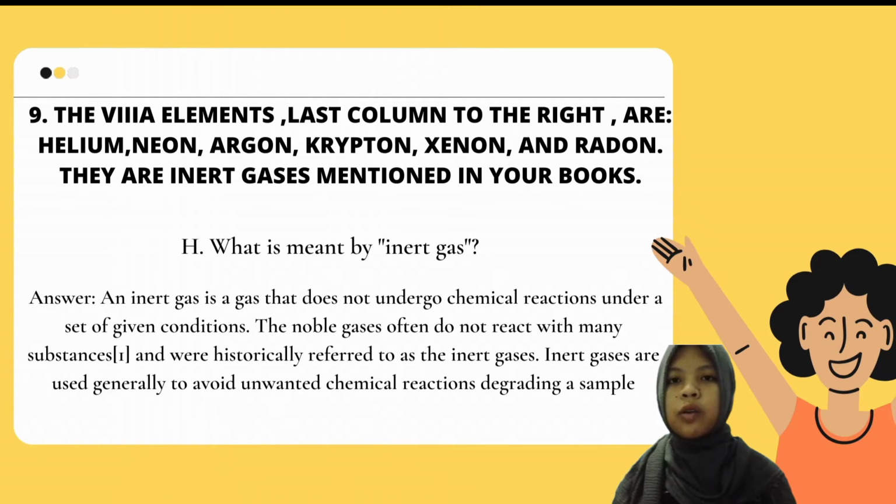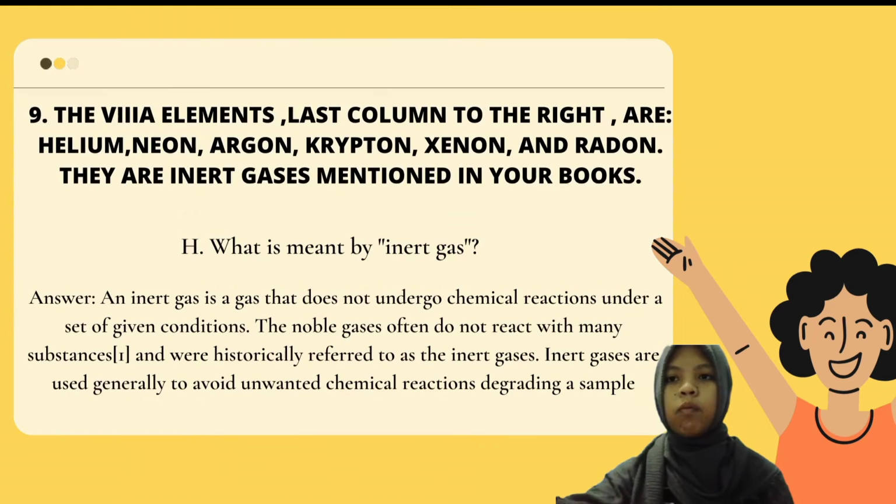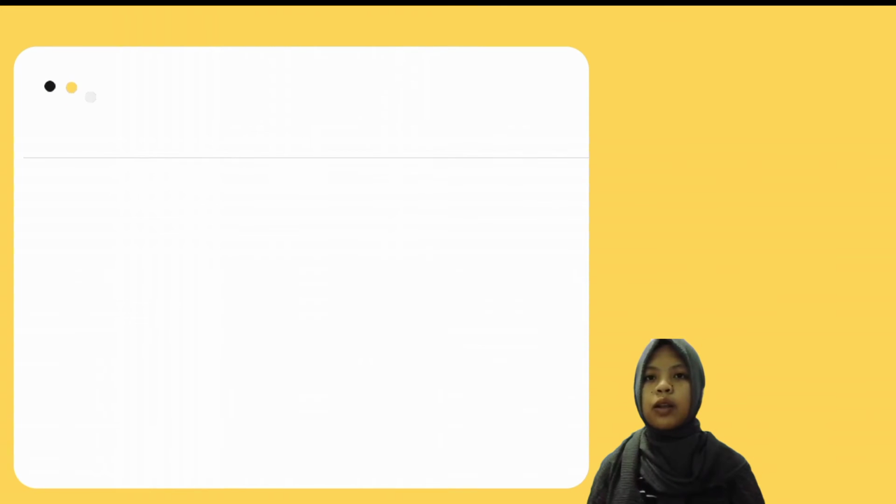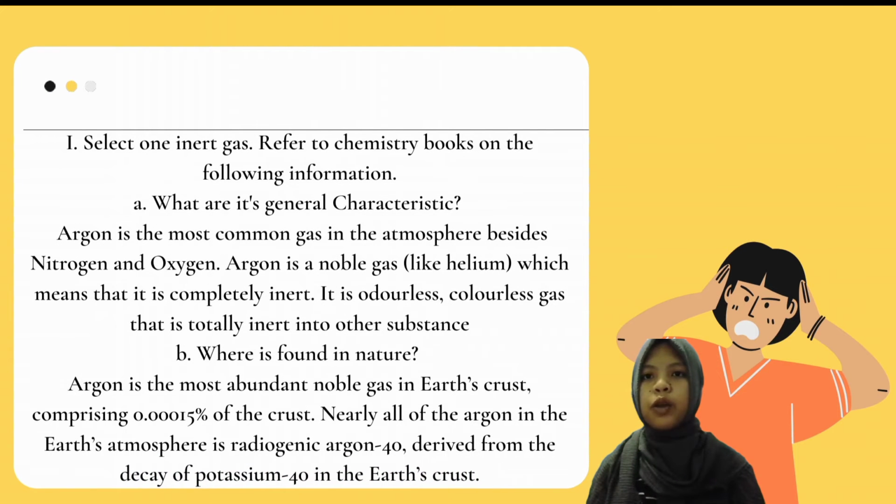generally to avoid unwanted chemical reactions. Number 1. Select one inert gas. Refer to chemistry books for the following information. What are its general characteristics?